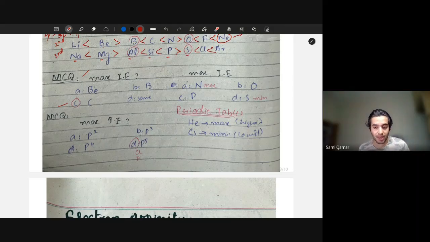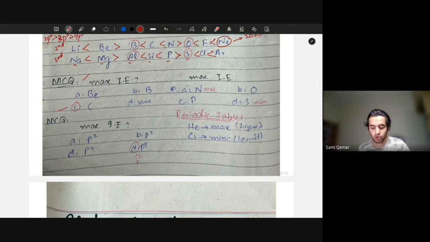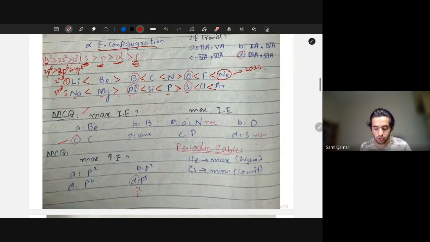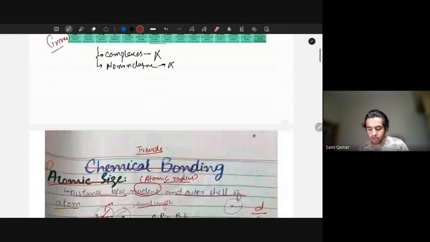So that's why you should have a clear-cut idea about that. And I told you, do remember these two periods. That will make your job way easier. In the periodic table, helium has maximum ionization energy, while cesium has minimum. Why? Let's go over the periodic table and see this.